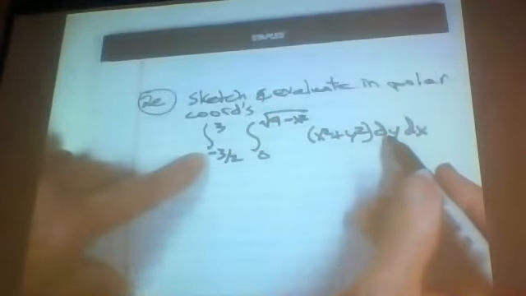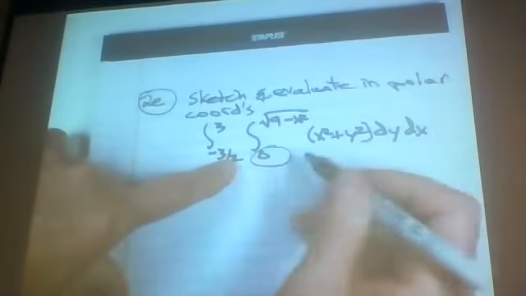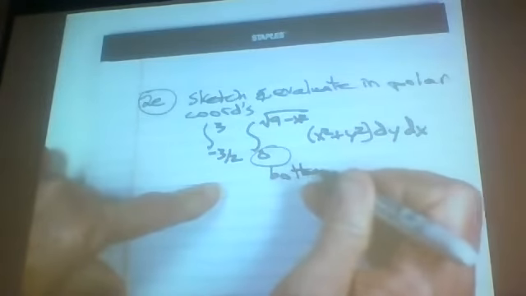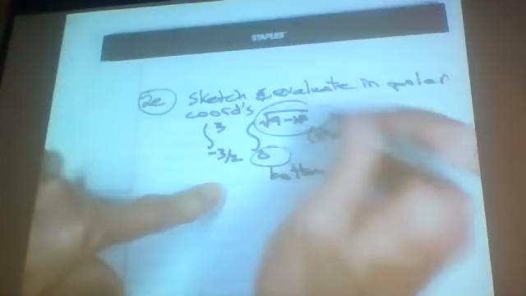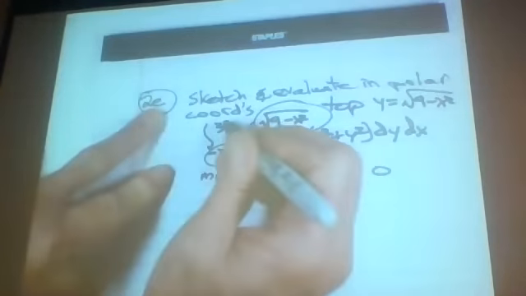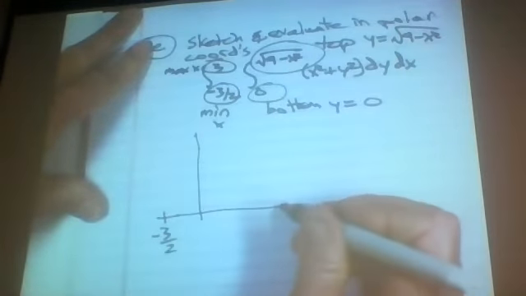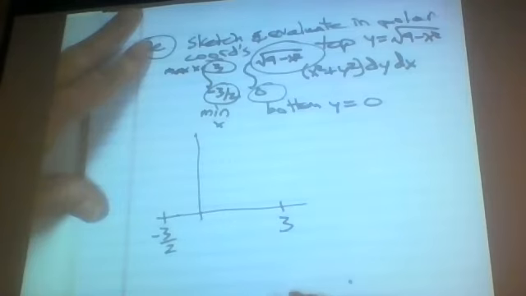If this has dy on the inside and dx on the outside, it's a vertically simple region. This is the bottom curve, y equals 0, and this is the top curve, y equals square root of 9 minus x squared. This is the minimum x, could be a vertical line or it could degenerate to a point, and this is the maximum x. I'm going to go from minus 3/2 here to 3, and my top curve is square root of 9 minus x squared.